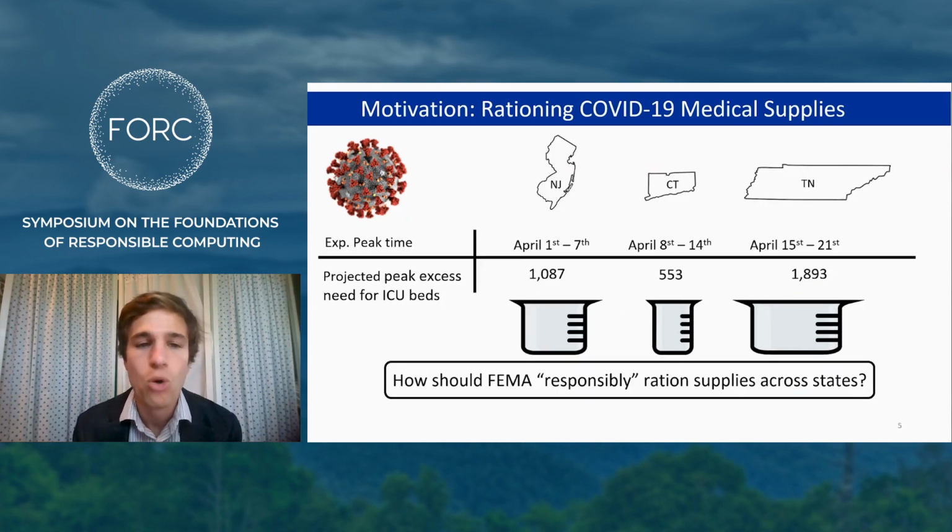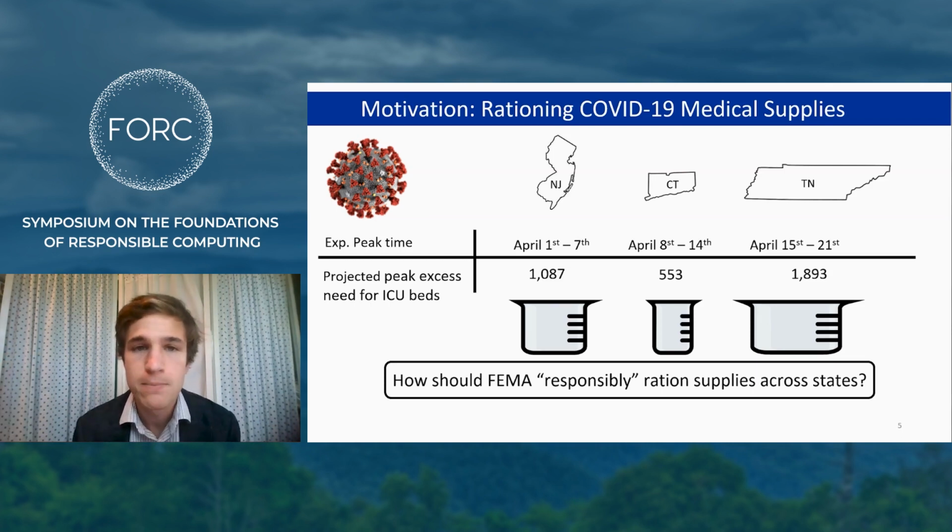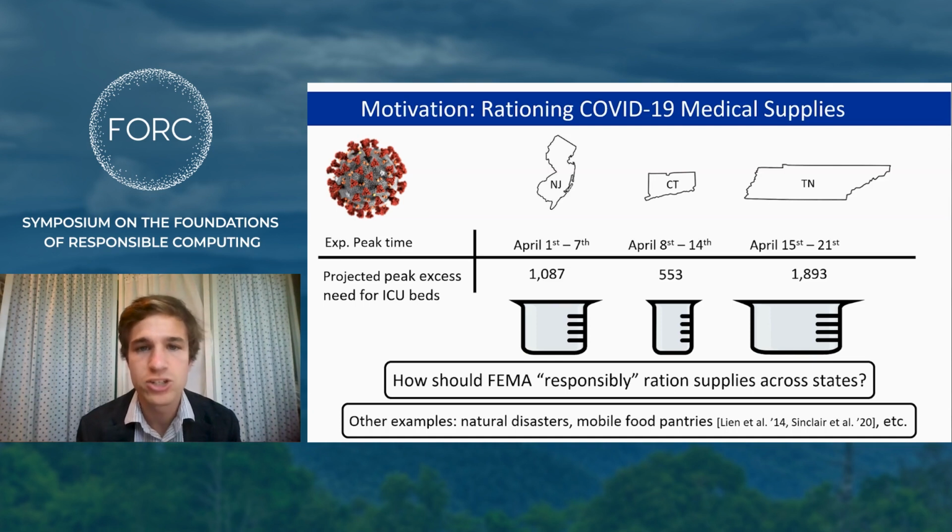It was not certain what the need would be in New Jersey, and then later in Connecticut, and then later in Tennessee. Now, these demands, like we said, not only were they unknown and sequential, but they're also presumably correlated to some degree. And so FEMA faced a pretty challenging problem of deciding how to ration supply when New Jersey needed some ICU beds, but Tennessee in the future was likely going to need some as well. Now, these types of problems arise, as I said, in a variety of contexts, including for natural disasters, mobile food pantries, as well as all sorts of rationing public good problems.